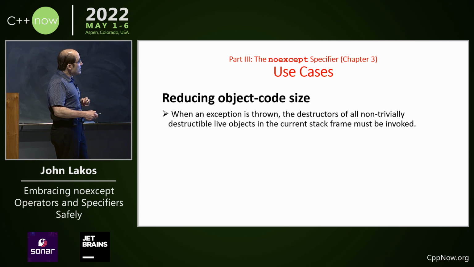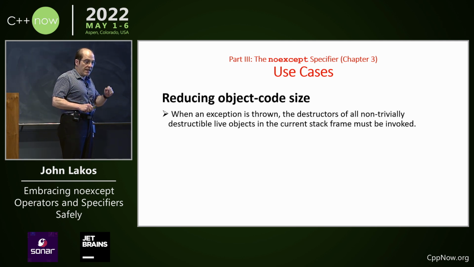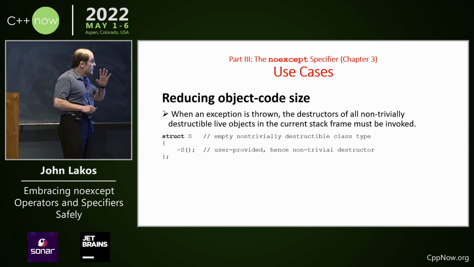Okay, when an exception is thrown, the destructor of all non-trivially destructible live objects in the current stack frame must be invoked. That's what we're saying has to happen. If you say that those things don't throw, then they don't need to happen, because there's nothing, that whole thing isn't the case, right? When an exception is thrown, the destructors have to be run, whether they're noexcept or not. That's true. I retract what I just said. Putting the noexcept there allows you not to have to guard against what if they throw. I misspoke. Thank you for clarifying that.